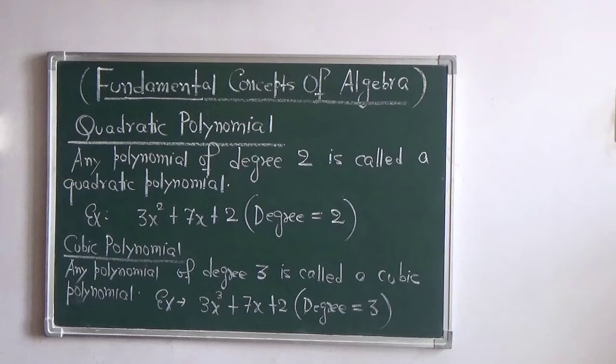Obviously, mind it, we are talking about the polynomial in only one variable, and according to the degree, according to the power of the variable, we are defining the different polynomials as linear, quadratic, cubic. Now the next one is constant polynomial. Now what is called a constant polynomial?